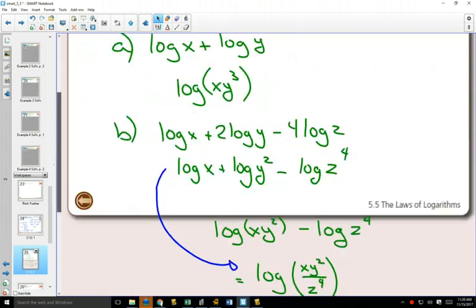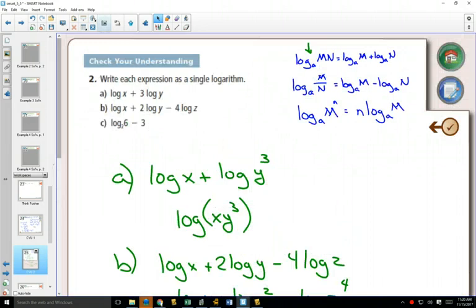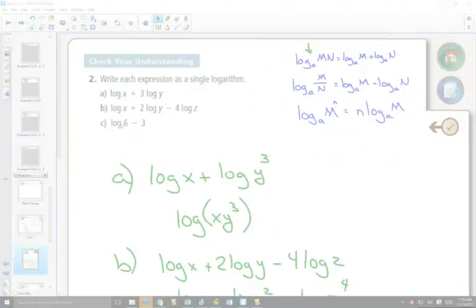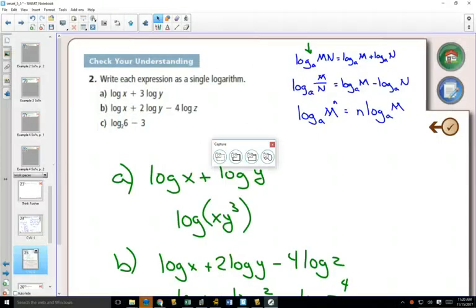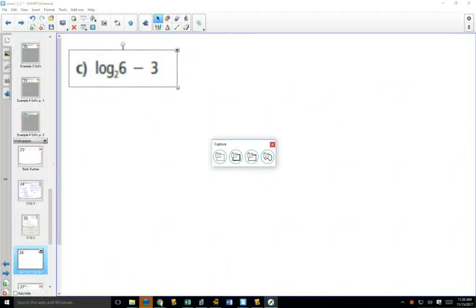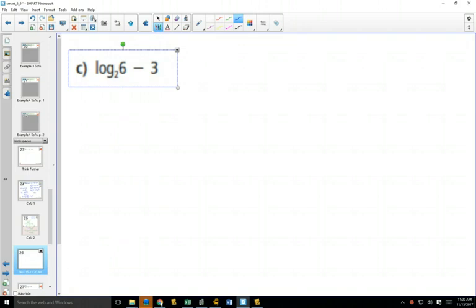In part C, we want to combine this as a single logarithm, but this is just a number. I have log 2 of 6 minus 3. Can I just do the 6 minus 3? No. The 3 is not inside that function.